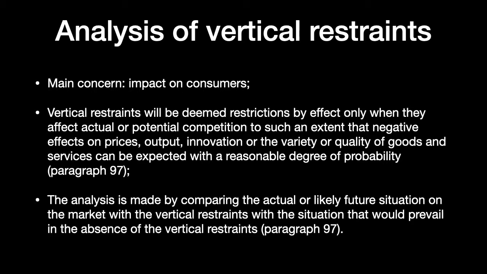And this can be seen in paragraph 97 of the guidelines, where the Commission clearly states that with regard to restrictions of competition by effect, vertical restrictions will only be deemed to be unlawful where they have an effect on actual or potential competition, such that we can reasonably, with a reasonable degree of probability, expect negative effects on prices, output, innovation, the variety, quality of goods and services.